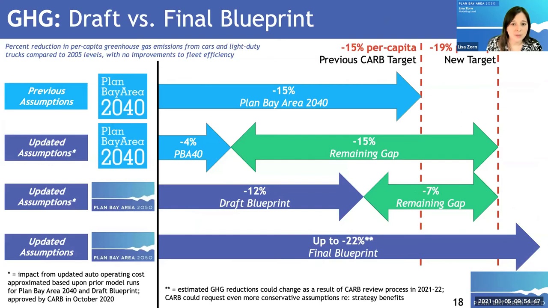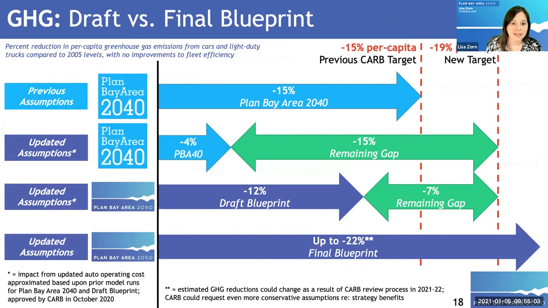We're excited to share some good news with all of you today. Thanks to the ambitious strategies adopted by the MTC and ABAG board, Plan Bay Area 2050 is now well positioned to achieve the state-mandated greenhouse gas target. This was certainly not a foregone conclusion.